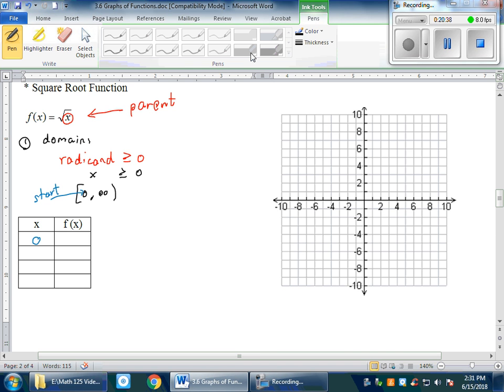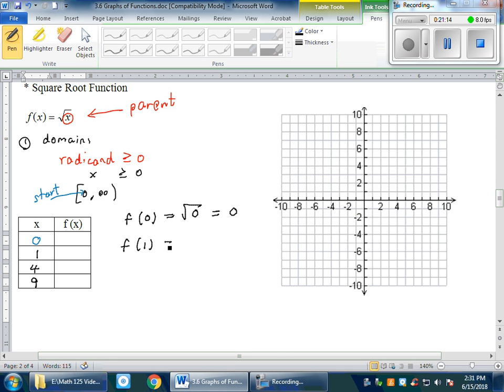The next point that I want to pick is when the x value gives me a perfect square number. So it'll be 1, because the square root of 1 is 1. I will not pick 2, because without a calculator I won't know the outcome of the square root of 2. So I will pick a good number, which is 4, because the square root of 4 is 2. And the next number I will pick is 9. Like before, I can substitute: f of 0 is the square root of 0, which is 0. f of 1 is the square root of 1, which is 1. f of 4 is the square root of 4, which is 2. So now we got 0, 1, 2, and then 3 as our function values.